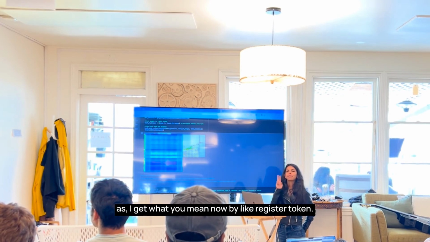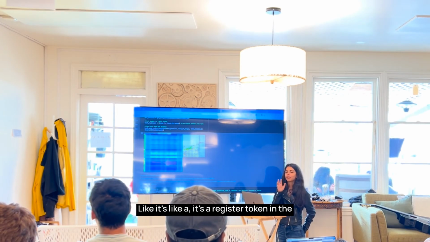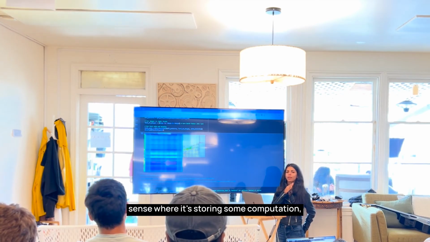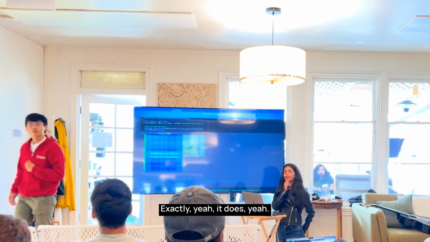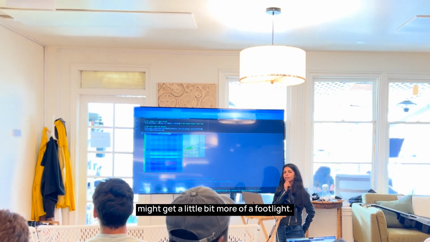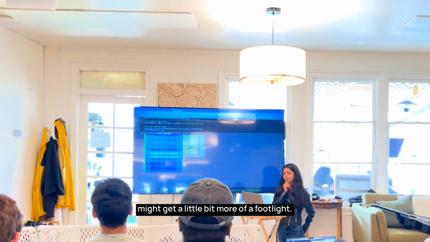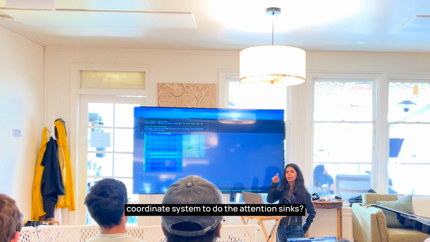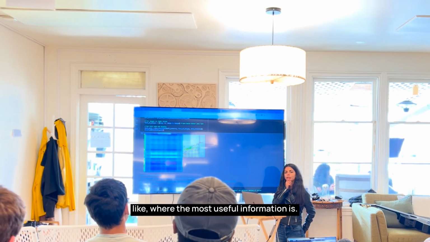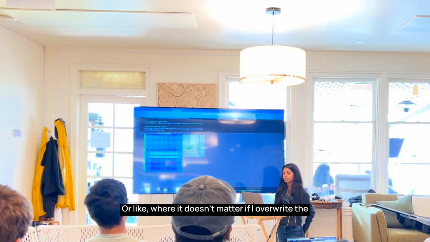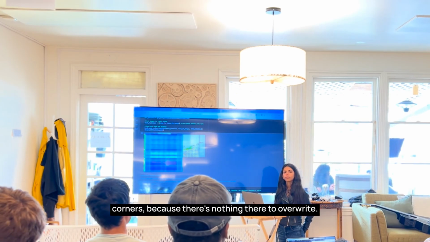I get what you mean now by register token. It's a register token in the sense that it's storing some computation, but it's not relevant to the image itself. Exactly. When people lose attention sinks, you might get more of them. But why is it picking such a geometric coordinate system for the attention sinks? Because the ones it doesn't pick are where the most useless information is, where it doesn't matter if it overwrites the corners, because there's nothing there.